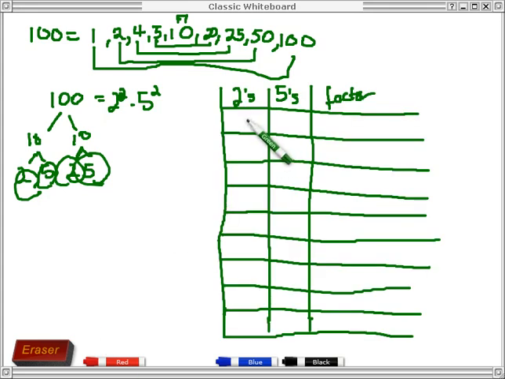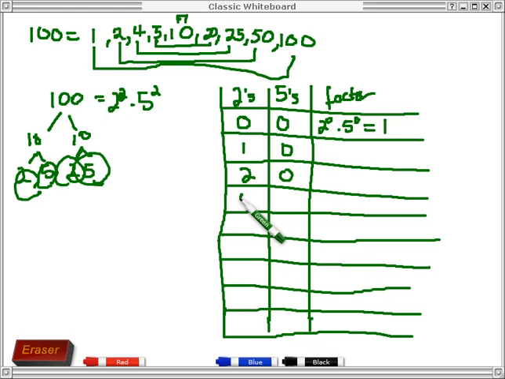Again, I'm going to start with 0 2's and 0 5's. So 2 to the 0 times 5 to the 0. It's 1 times 1, which is 1. And now we go through all the possibilities for the number 2. So 0, 1, 2. Now I don't go to 3 here because I've only got 2 2's inside of 100. So I have to stop at 2 2's in my chart because 100 is not divisible by 2 cubed, which is 8. So I stop at 2 squared.